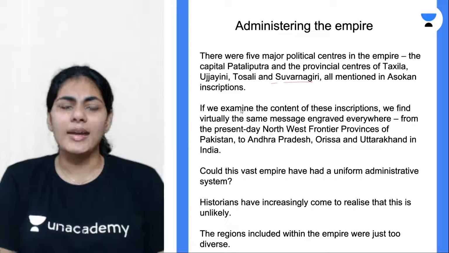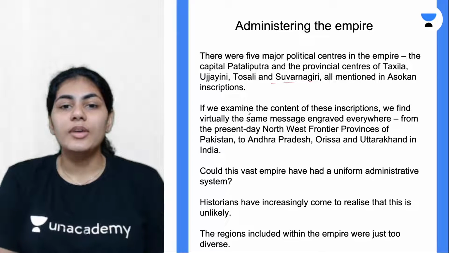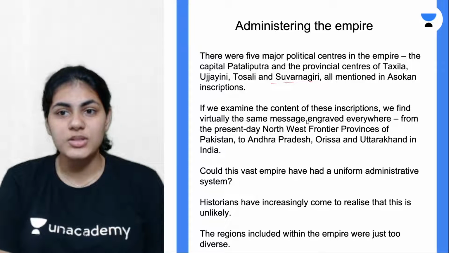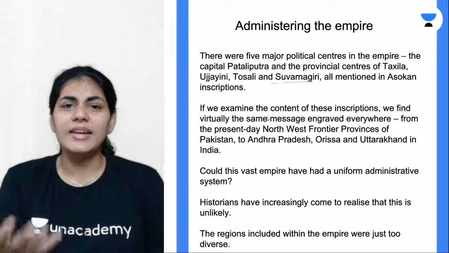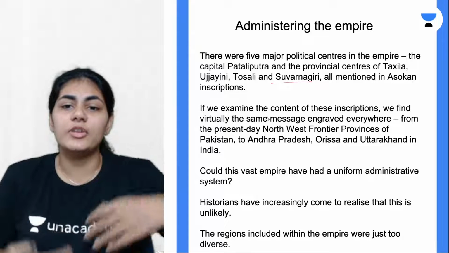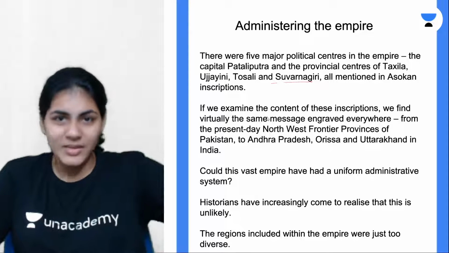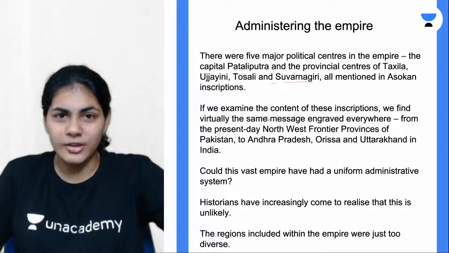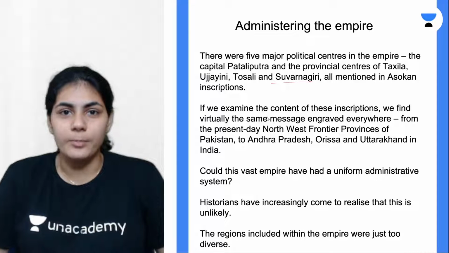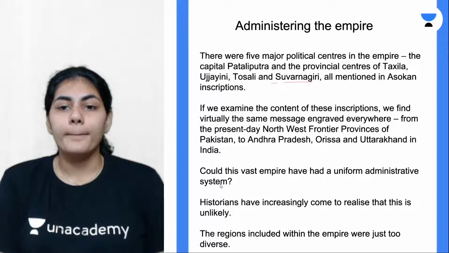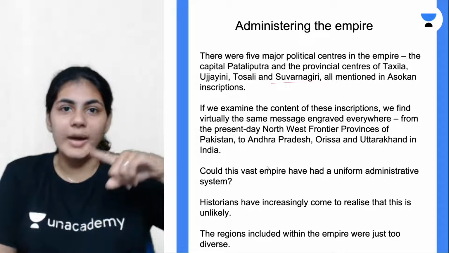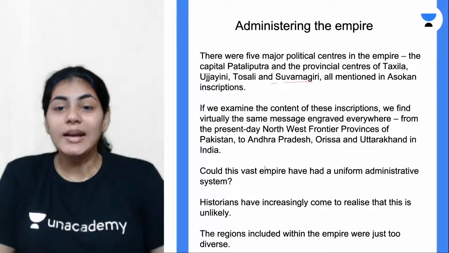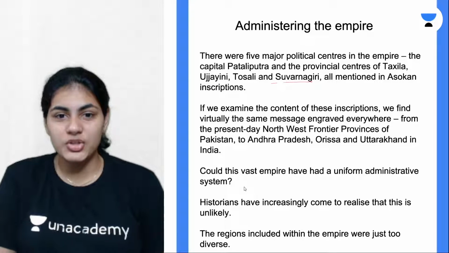So again, how did the administration happen? If we examine the content of these inscriptions, we find virtually the same message engraved everywhere. The same message, right? Even if the inscription is in Andhra Pradesh or in Pakistan or anywhere, the message is the same. The message is respect your elders or treat other religions respectfully. These common principles, the message is the same, right? So because the message is the same, can we say that the whole of the empire, which is very, very huge and large, had a uniform administrative system?